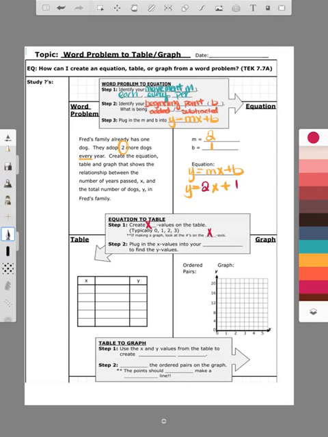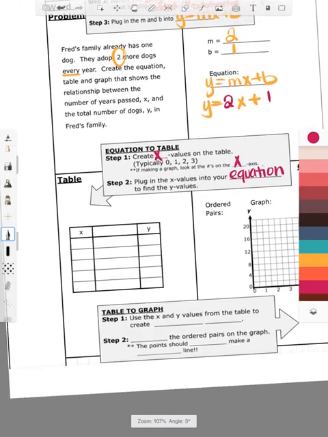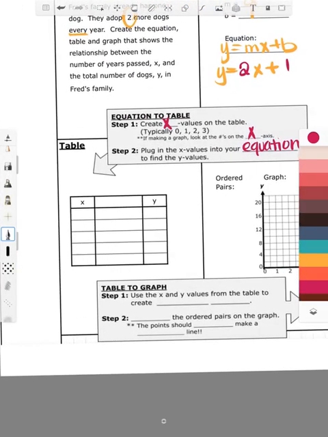Step 2, we're going to plug in the x values into your equation to find the y values. All right. So we have a nice little table here below. We have our x column and we have our y column. But in this middle column, we're going to write down our equation, which was 2x plus 1.